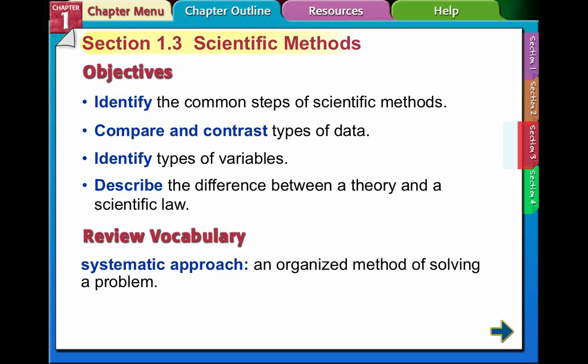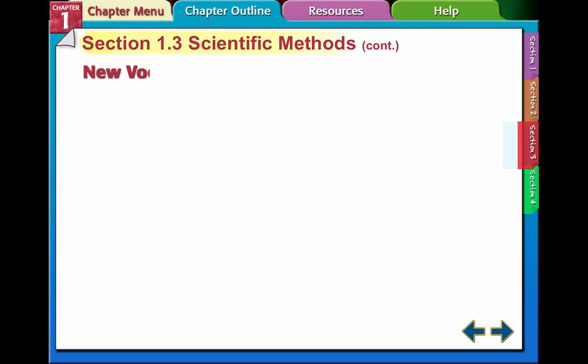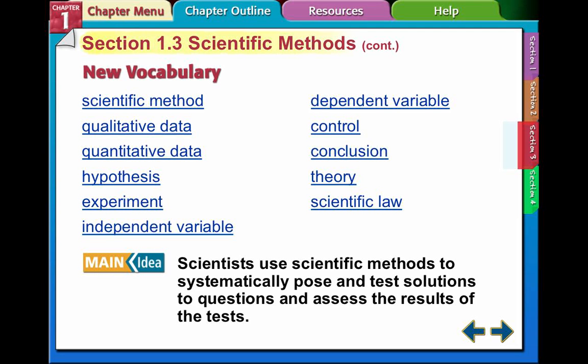Review vocabulary, systematic approach, an organized method of solving a problem. Okay, look at all the new vocab, but remember, it's not new vocab for you guys. You've seen most of this, if not all of this, before. Scientific method, qualitative data, quantitative data, hypothesis, experiment, independent variable, dependent variable, control, conclusion, theory, and scientific law.